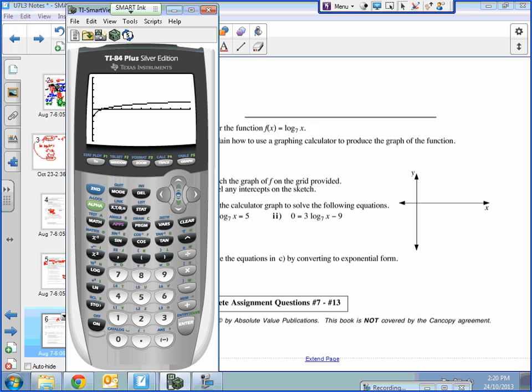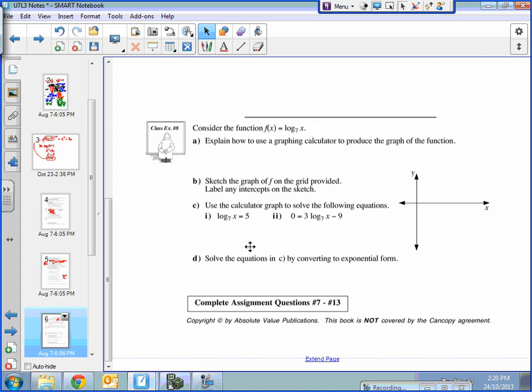Does everyone have this? Okay, so sketch the graph.